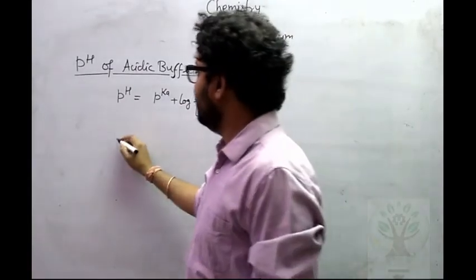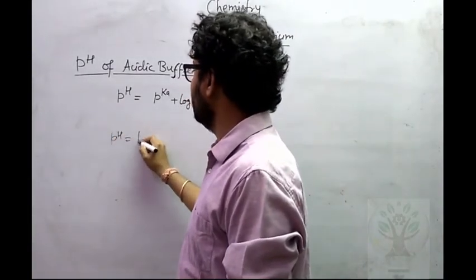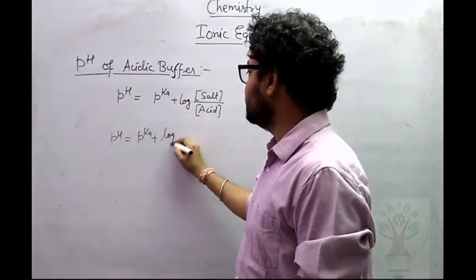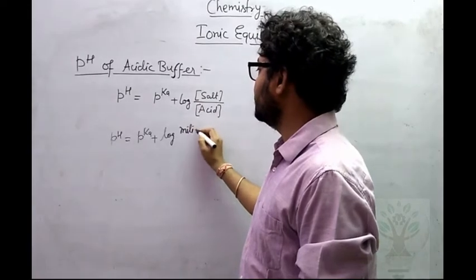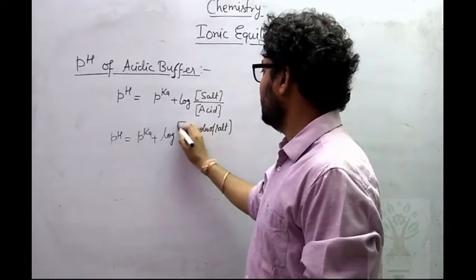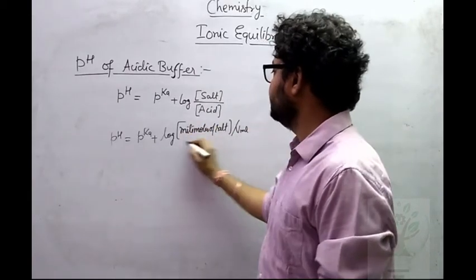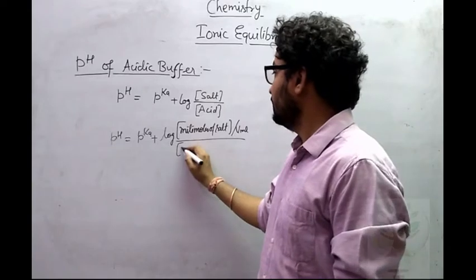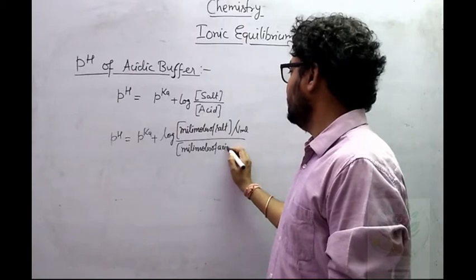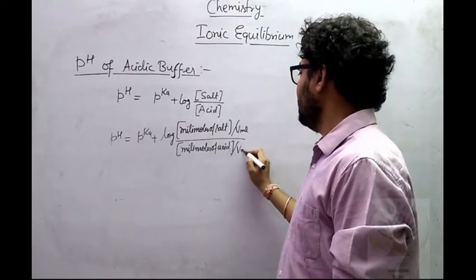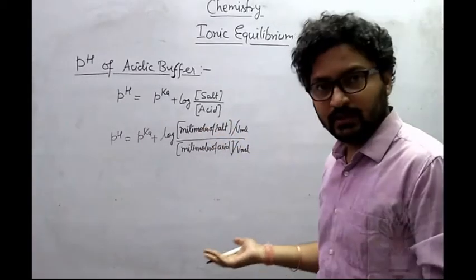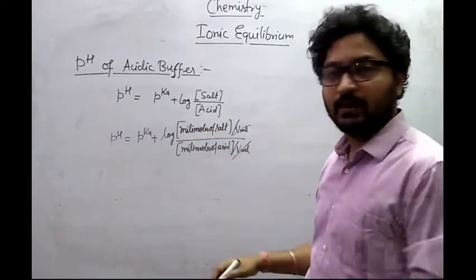Now see here, we can write one more thing. pH equals pKa plus, the concentration of salt I can write like this: millimoles of salt upon volume in ml, divided by millimoles of acid divided by volume in ml. Why? Because concentration equals millimoles upon volume in ml. This is your molarity. See, volume in ml gets cancelled.